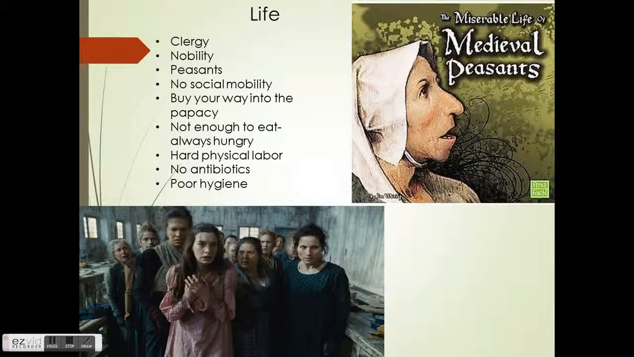Life as a peasant was terribly unrewarding. There was virtually no social mobility, which meant if you were born a peasant, you would probably always be a peasant. The only exception was if you were a member of the clergy. Bishops, cardinals, and even the Pope would buy their way into the papacy. How's that for corruption? But back to peasants.